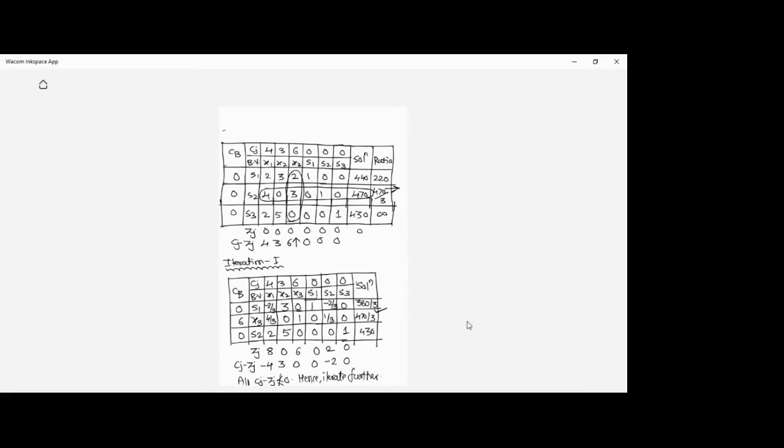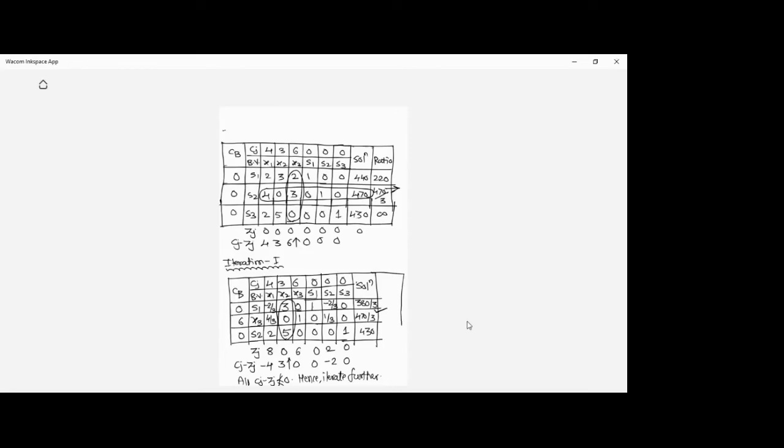So when we have to iterate further, we have to identify the key column, then the key row, and then the key element. So the key column is the one with the maximum among the Cj minus Zj values. So that is this particular value only. So it is 3, and you will be marking this as the key column.